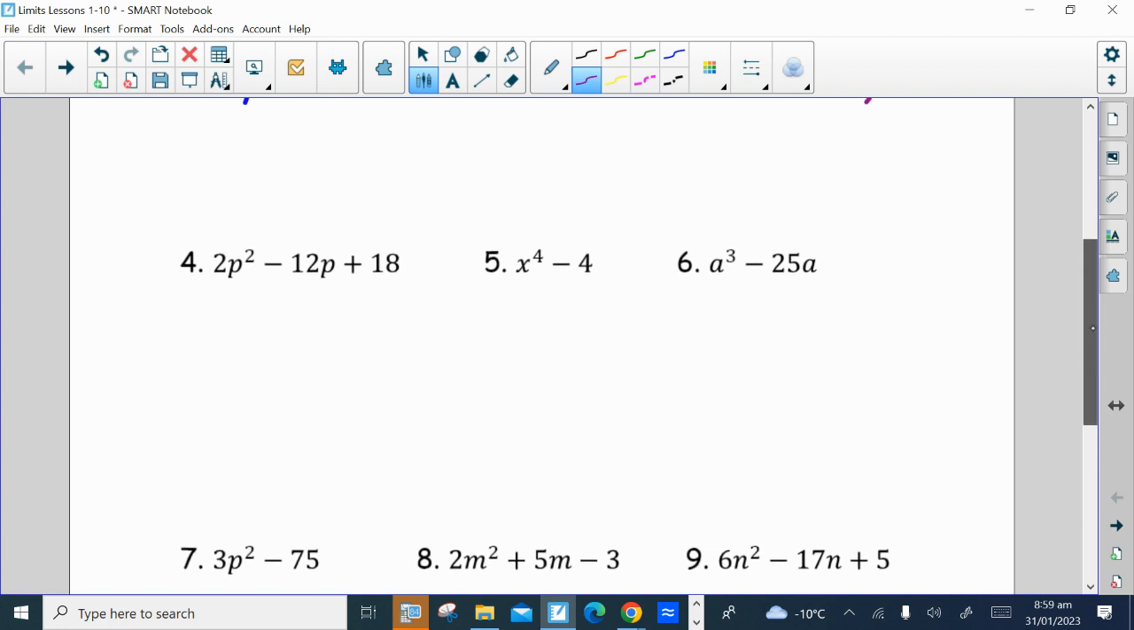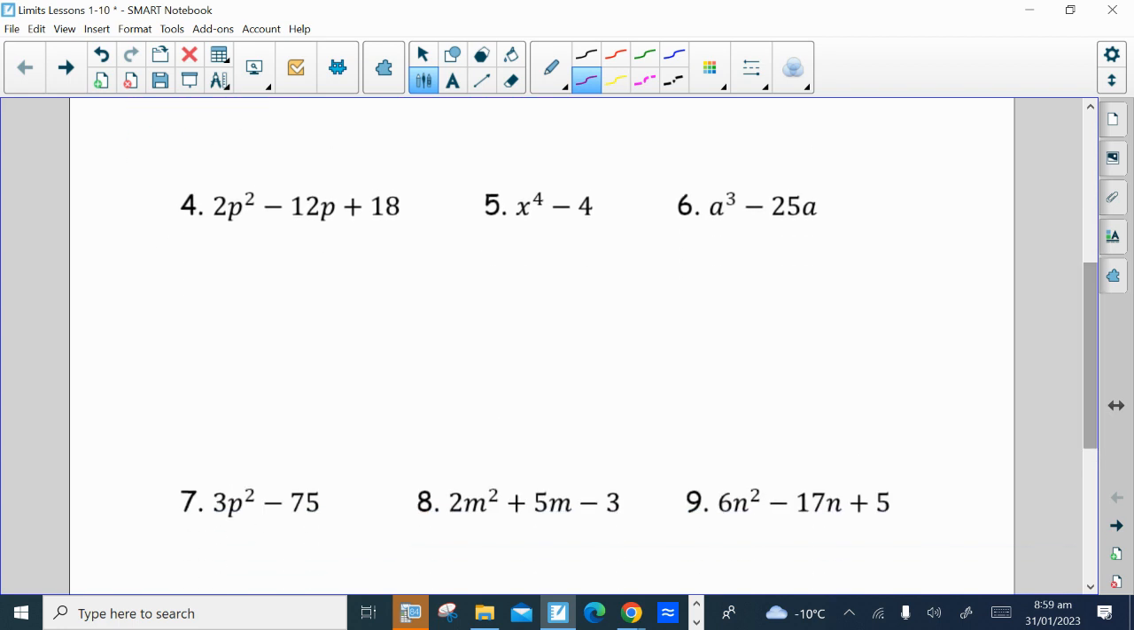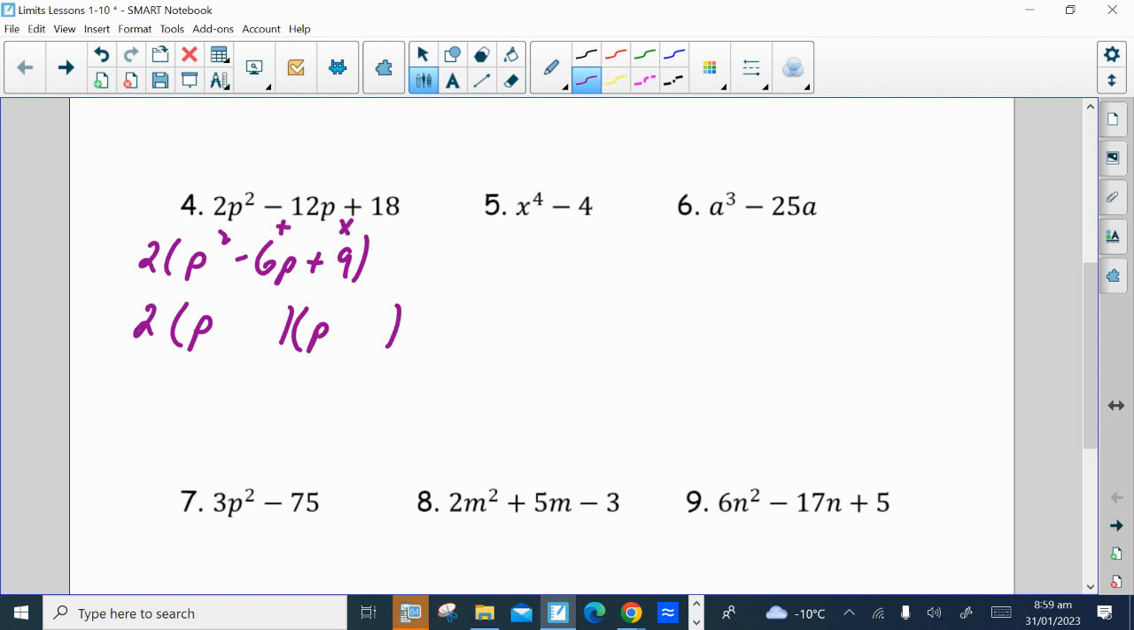Right, but we always look for a common factor first. And so for question 4, there's a common factor of 2 that we would take out first. And that trinomial that's left, in this case, can be factored again. P times P will give us our P squared. And then two numbers that multiply to get positive 9, add to get negative 6, would be negative 3 and negative 3. And you could write this as 2 bracket P minus 3 all squared.